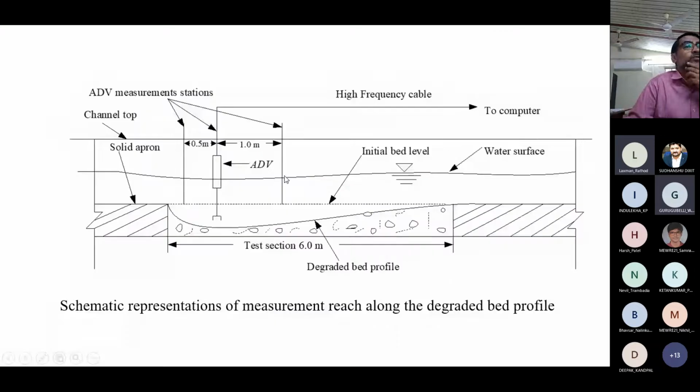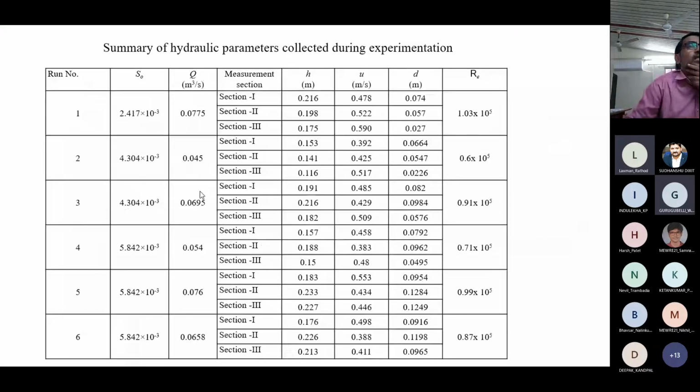So going back to this section, we have seen this observation, how the velocity is recorded throughout different durations. So this is a schematic representation. Now these are the hydraulic parameters which were collected during the experimentation. You can see the Reynolds number is quite high, so it is fully established turbulent flow in which the observations are taken.